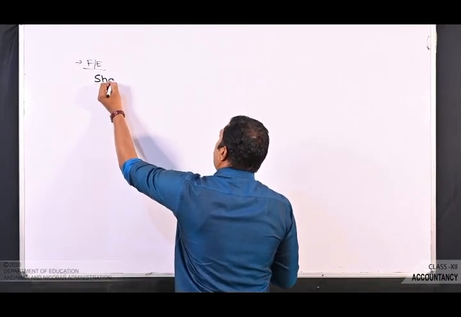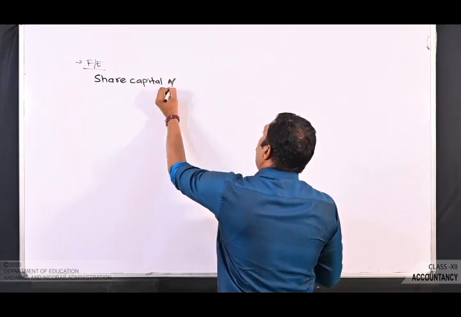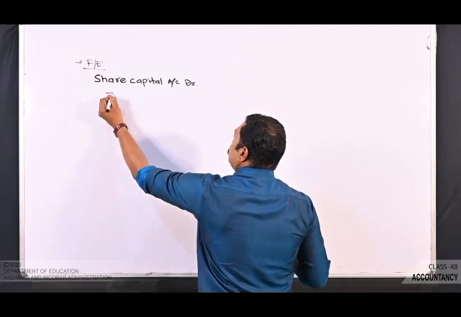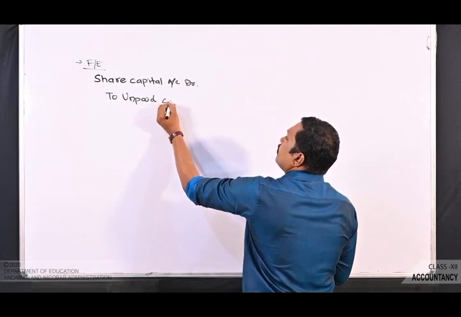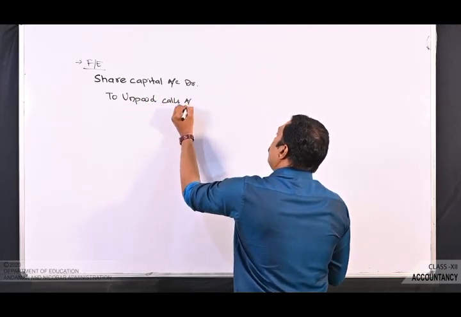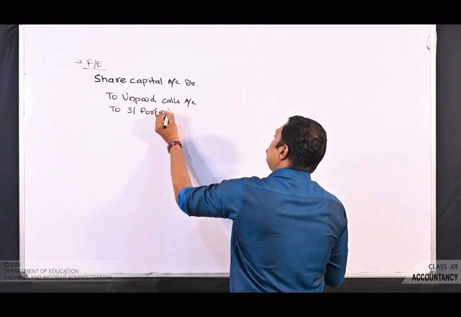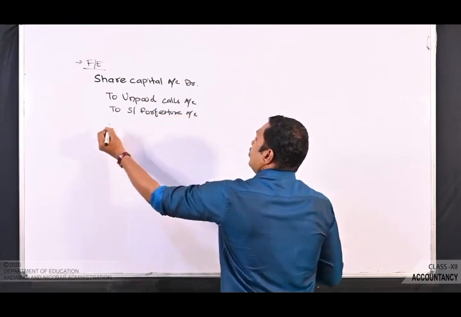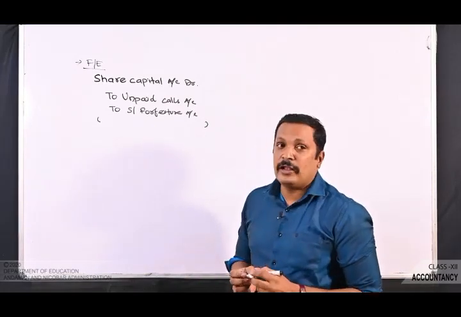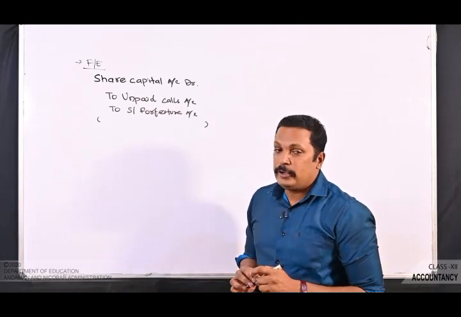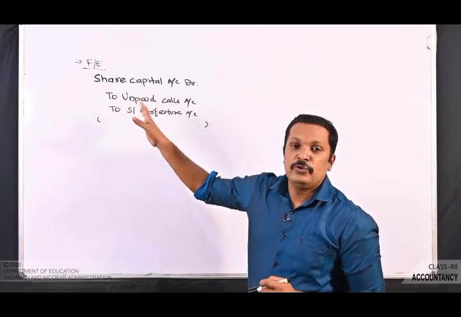Share capital account debit to unpaid calls account to share forfeiture account, being such and such shares were forfeited. This is the entry, isn't it? Share capital account debit to unpaid calls to share forfeiture. In case of premium, we have to debit premium, otherwise no need to write premium.